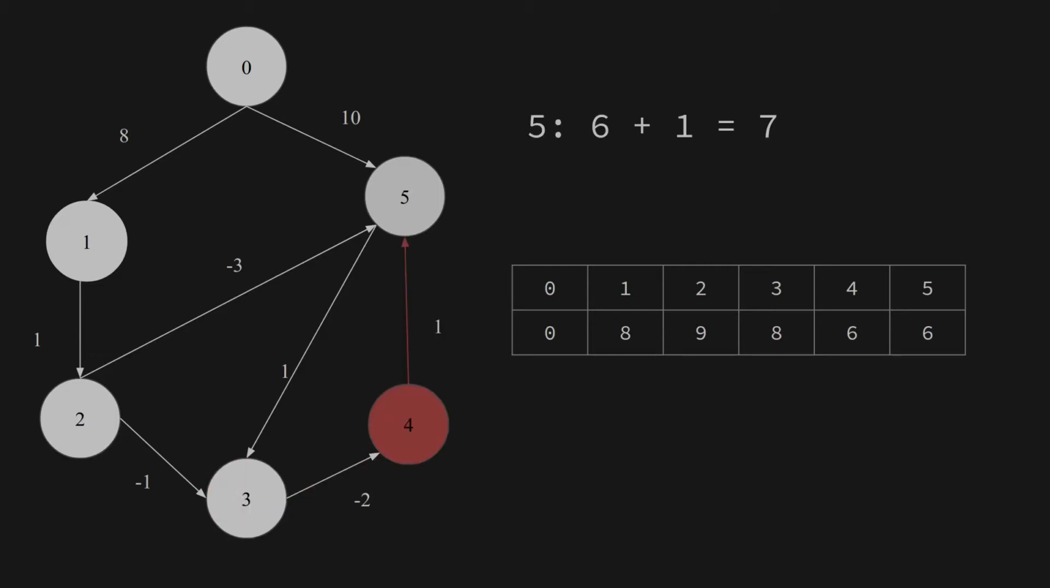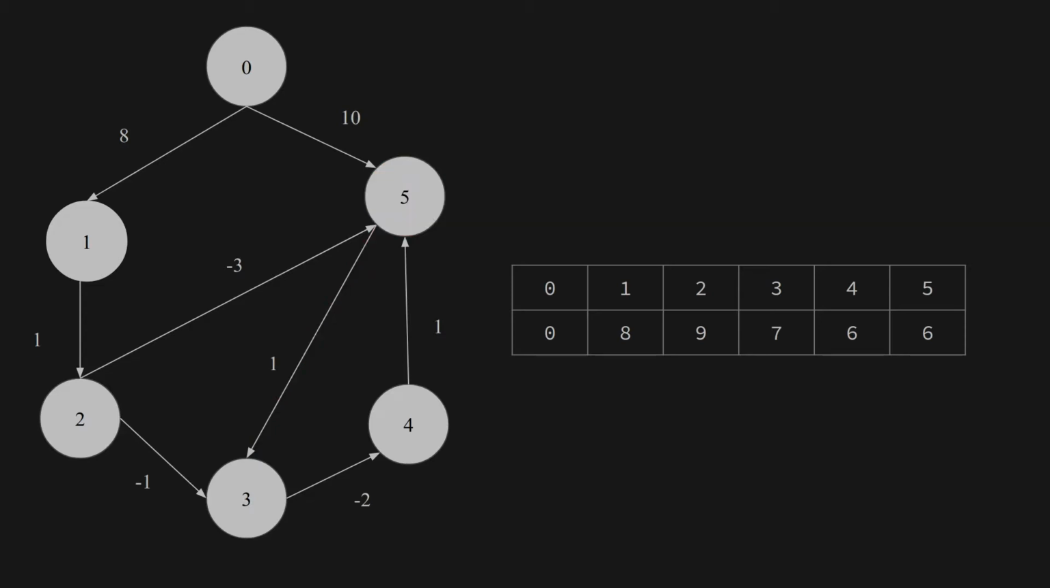Now we go to vertex 4. We again get a new distance for vertex 5, which is 6 for vertex 4 and then plus 1, which is 7. But 7 is bigger than the existing 6, so no change. Moving on to vertex 5. We get a new distance for vertex 3, which is 6 plus 1, 7, and this is a shorter distance, so we update.